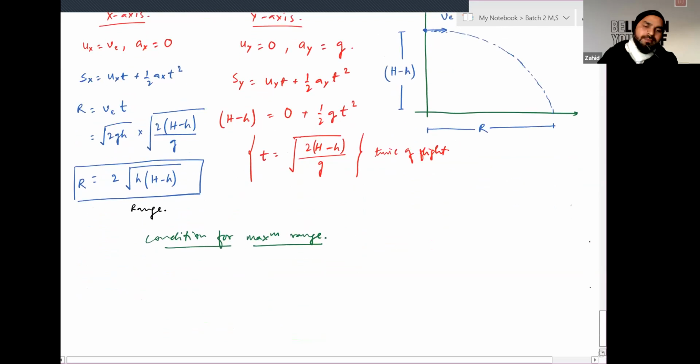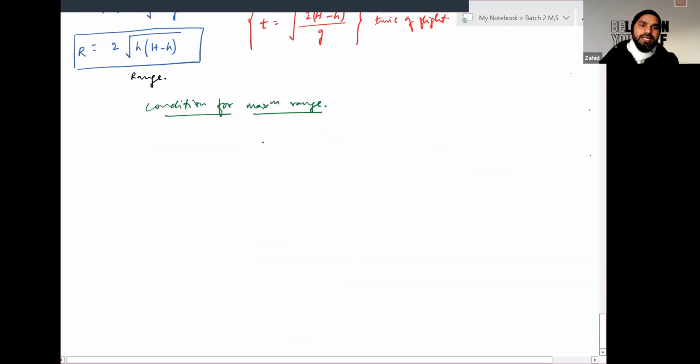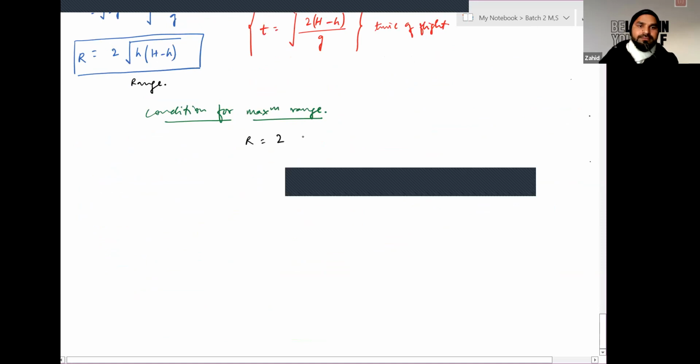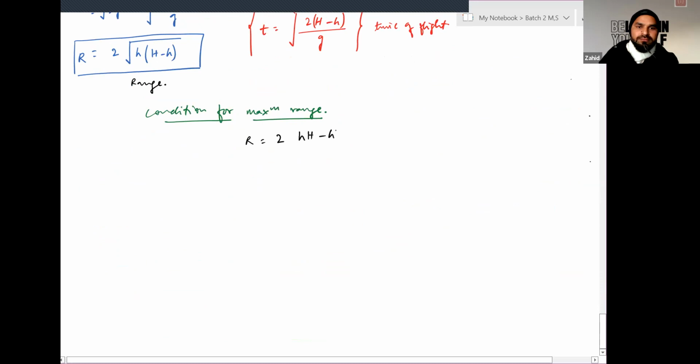So let me define the condition for maximum range. As we have R equals this part, range is equal to this expression. Whenever you have to calculate the maximum or minimum value of a particular function, as I defined in mathematical physics, just differentiate it and put it equal to 0.